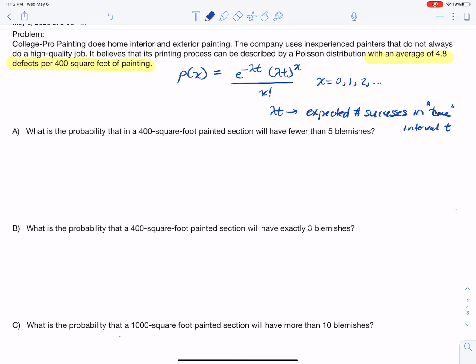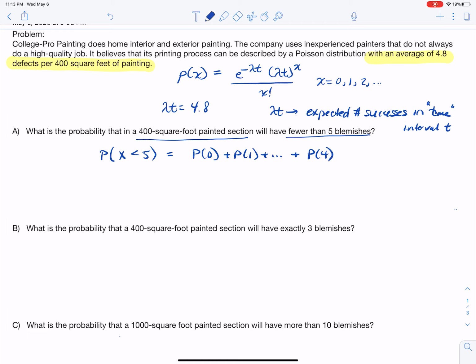So, looking here, we have the probability that a 400 square foot painted section, so same baseline, 400 square feet. So that means that our mean rate right now is 4.8. We want to have fewer than 5 blemishes. So in probability notation, we want the probability that our random variable x is less than 5, which means I am fine with having 0 successes, 1 success, all the way up to 4, not including 5, right?